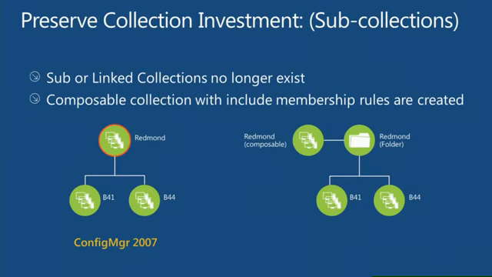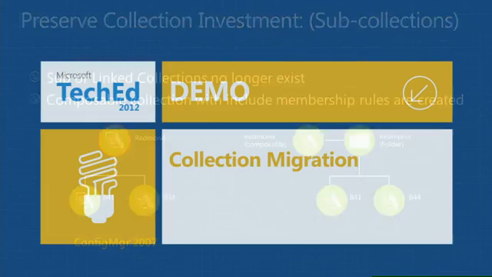Now, specific on sub-collections, here's the same thing. You had Redmond. This is the case where the Redmond collection actually had members of it or an advertisement targeted to it. So you see we still bring across a folder called Redmond, but we also create a collection called Redmond that has composable or include collections for Building 41 and 44. That's for your scale-out purposes. And I'll show you that scenario as well in my collection migration right now.